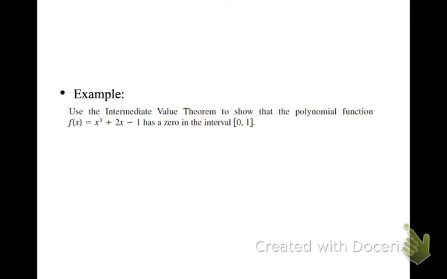Okay. Use the Intermediate Value Theorem to show that the polynomial function, weirdly placed in the middle of the screen, f of x equals x cubed plus 2x minus 1, has a 0 on the interval from 0 to 1.